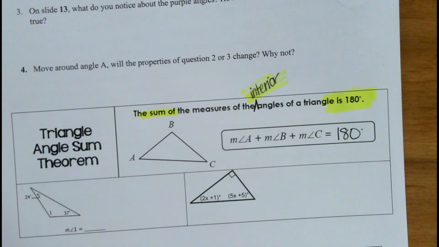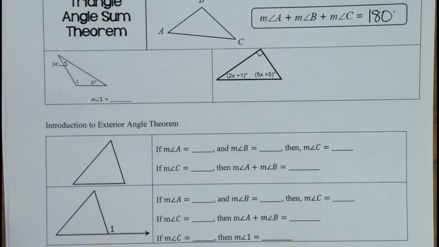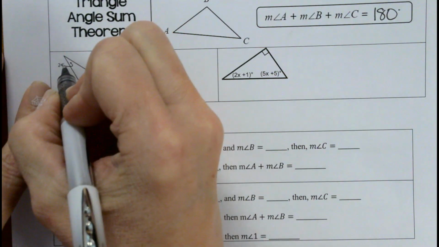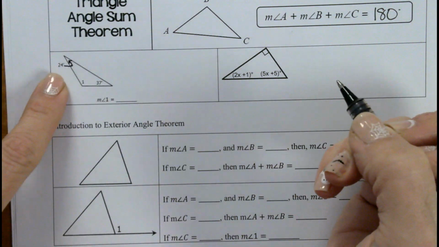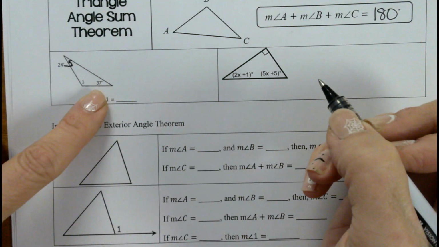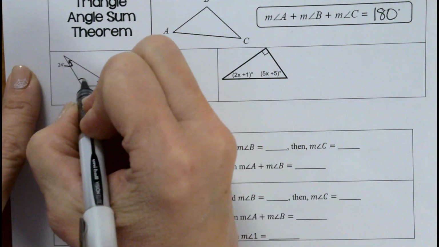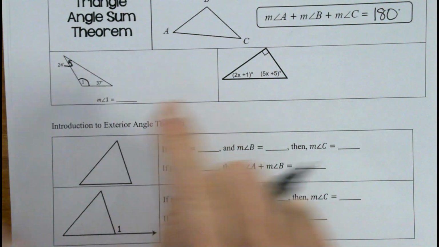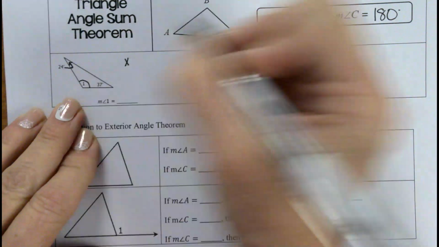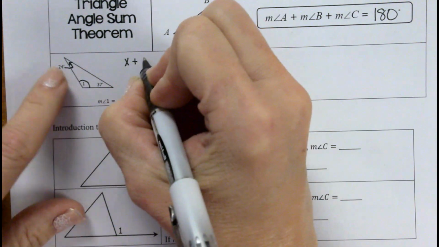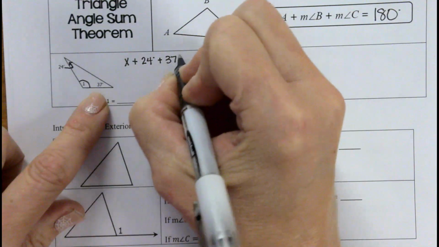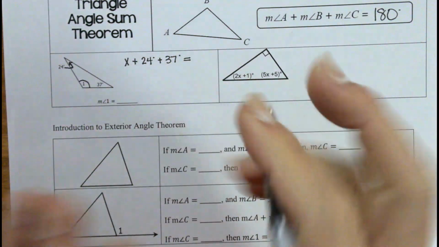So, let me show you what your geometry looks like when you apply that. Okay, I have this triangle right here. This arrow right here is telling you that that angle is 24 degrees. This is 37 degrees. And then I have angle 1. They want me to find the measure of angle 1. I don't know it. So what do I know? I know that angle 1 is x. And then I have another angle that is 24 degrees. I have another angle that's 37. And all three of them together have to add up to 180.